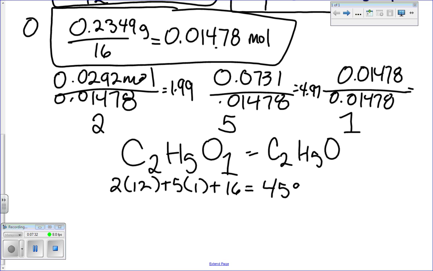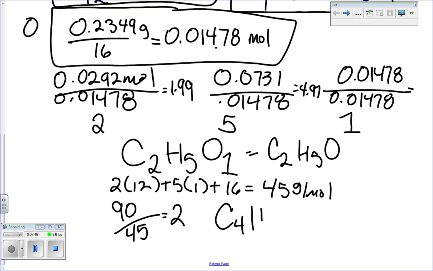grams per mole. Very easily then, I know that 90, which is the molar mass, divided by 45 goes in there 2 times. So the molecular formula is just a multiple of 2. So it's C4H5 times 2, so H10, and then O2. C4H10O2 is the molecular formula.